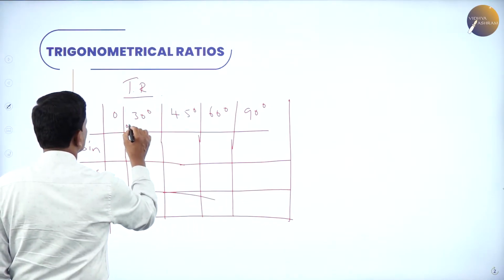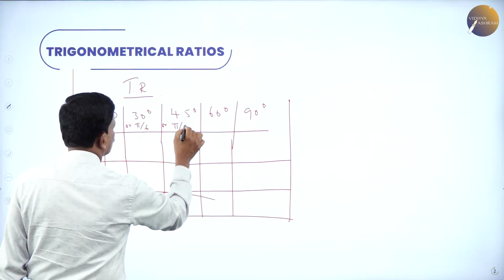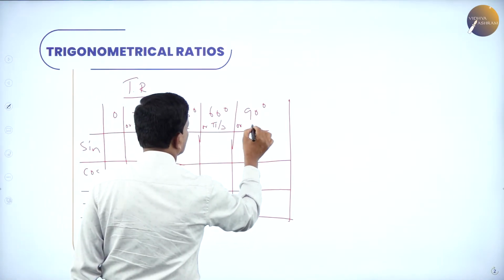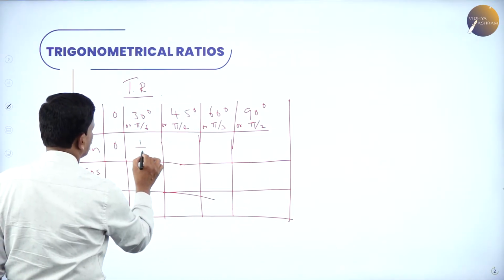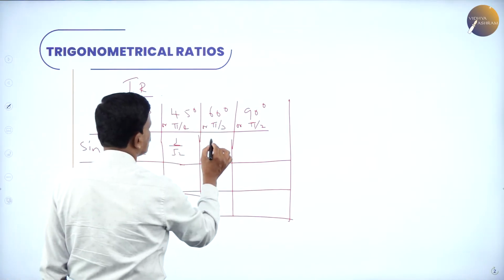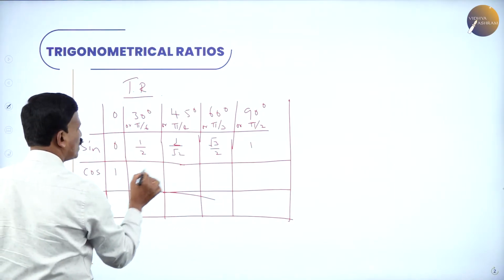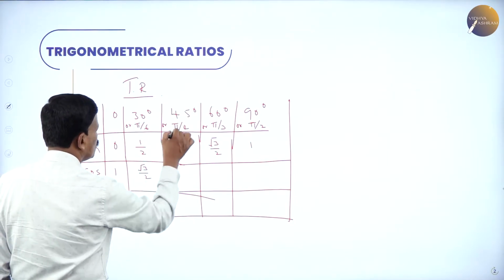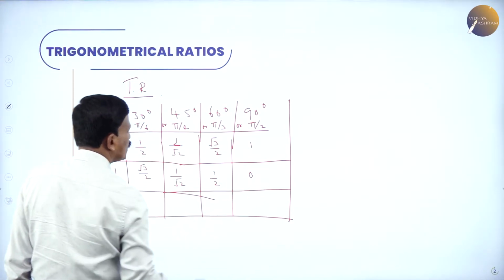Now this is also equal to pi by 6 radians. This is equal to pi by 4 radians. This is pi by 3 radians and this is pi by 2 radians. So sine 0 is 0, sine 30 is 1 by 2, sine 45 is 1 by root 2, sine 60 is root 3 by 2, sine 90 is 1. Reverse this for cos: cos 0 is 1, cos 30 is root 3 by 2, cos 45 is 1 by root 2, cos 60 is 1 by 2 and cos 90 is 0.